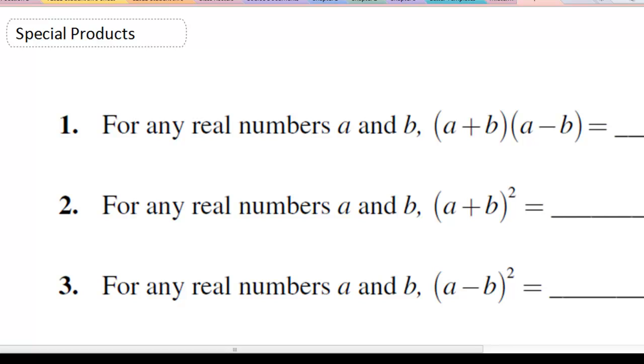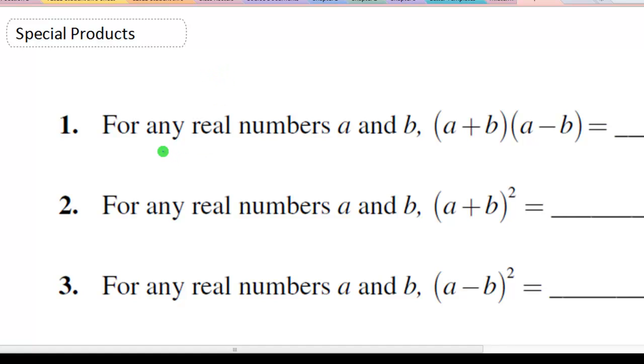In the last video, we talked about how to multiply polynomials. And in this video, we're going to talk about some products that show up often enough that we call them special products. So let's take a look here at the first one. This one says, for any real numbers a and b, a plus b times a minus b equals. So let's look at that for a minute.